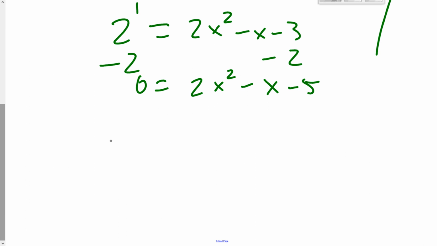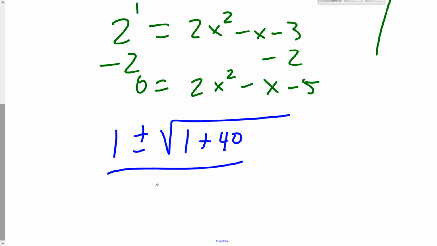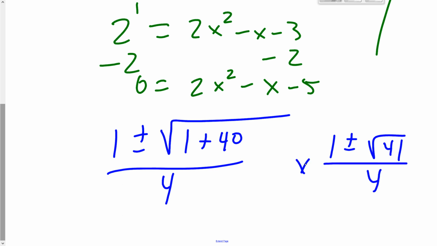So we do our negative b plus or minus the square root of our b squared minus 4ac, which is 40, over 2 times a, which is 4. And so we get 1 plus or minus the square root of 41. And that doesn't break down to 4, so we can go ahead and plug this into our calculator and see kind of what the decimals are and check those. Square root of 41 is bigger than the square root of 36, and the square root of 36 is 6. So I'm just going to kind of estimate here.